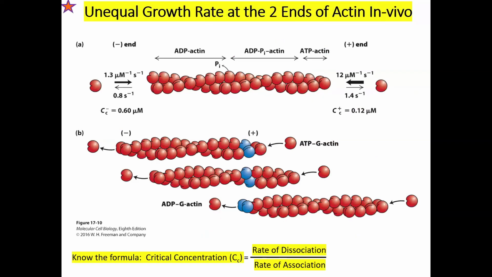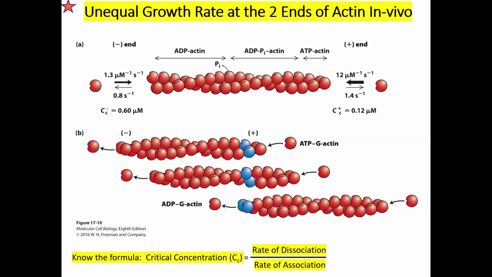So 0.3, I give you the value 0.3. 0.12 is less than that, so you have a net addition at this end. I'm sorry, 0.3 is more than this critical concentration at one end, whereas 0.3 is less than the critical concentration at the other end, so that's why you will have dissociation there. Make sure that you get that. So the number is in between what is given.